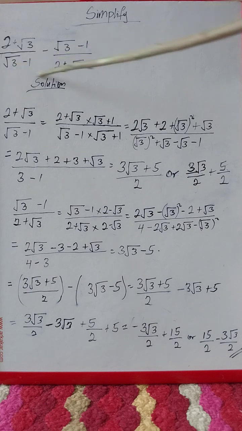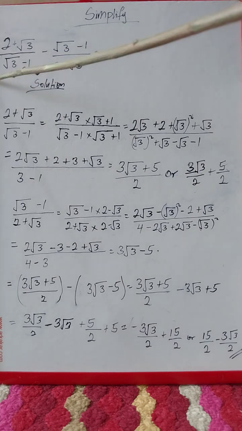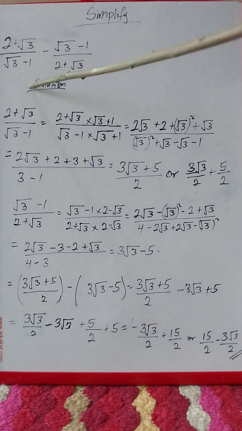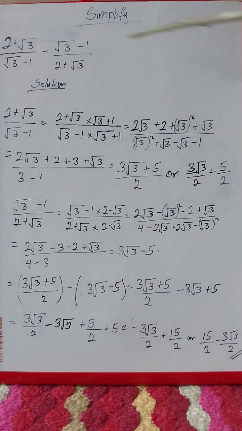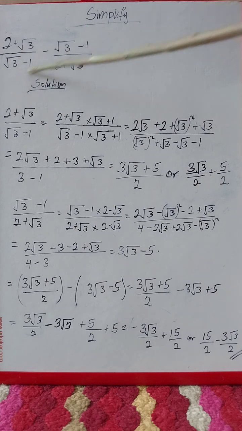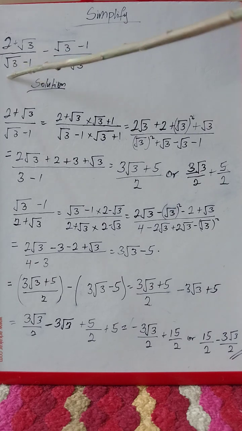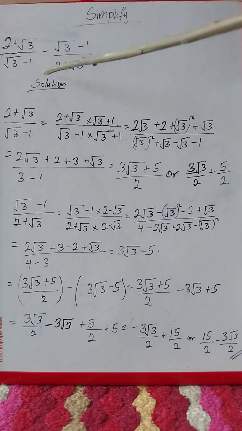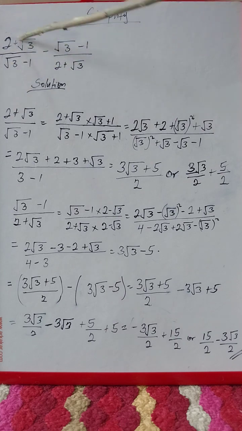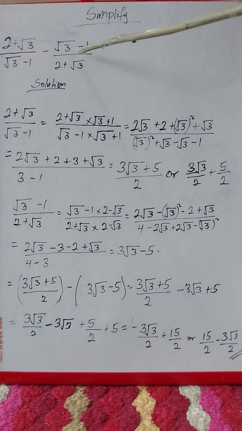We realize that the product of the denominators does not give a difference of two squares. Someone will ask how you know that. If you multiply these two denominators, you end up not getting a difference of two squares. So we have to solve for each term separately.